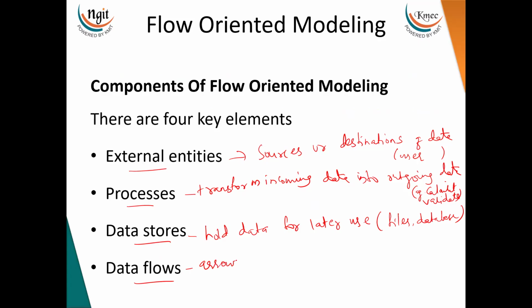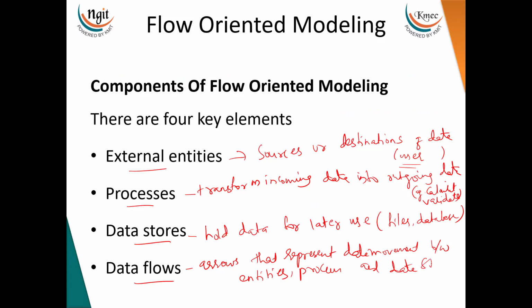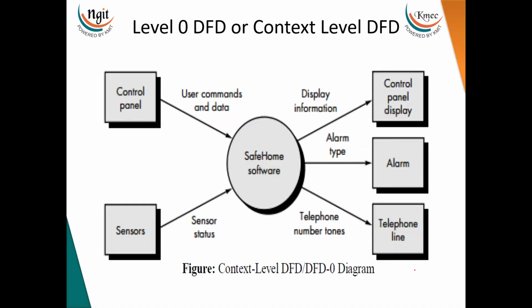Data flows are arrows that represent data movement. Data movement between what? The entities. Entities are what again? The users. Between the entities, processes, and data stores. So these are the four key elements which form the part of flow oriented modeling.